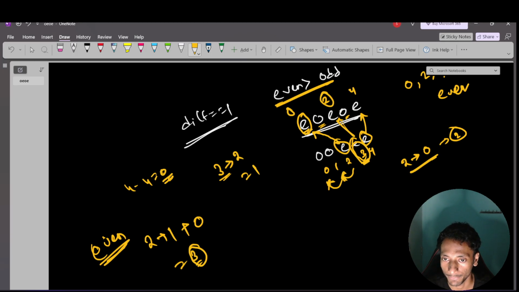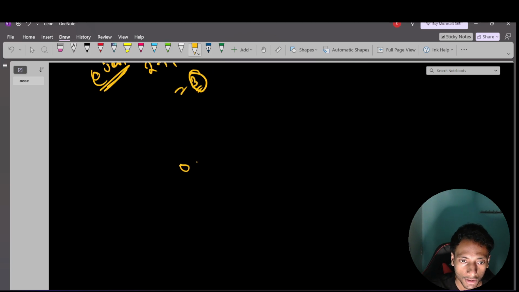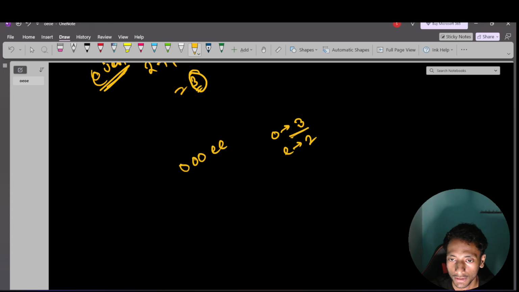That was the case starting with even. Now suppose it's starting with odd. Suppose this is a situation with odd, then even. Here the count for odd is 3 and the count for even is 2. So that means it will start with odd, right? I've already mentioned that if the count of odd is greater than even, then it will always start with odd. So our resultant array will look like odd, even, odd, correct?